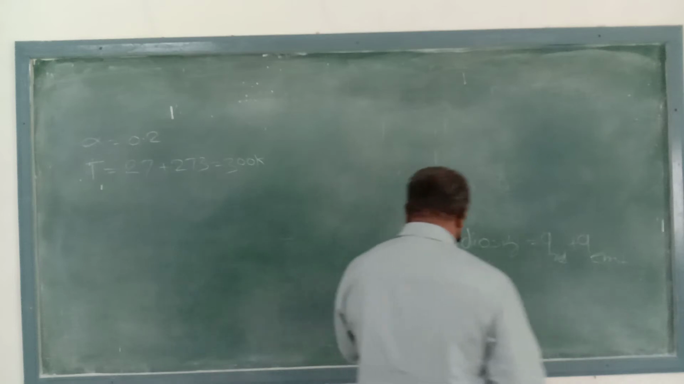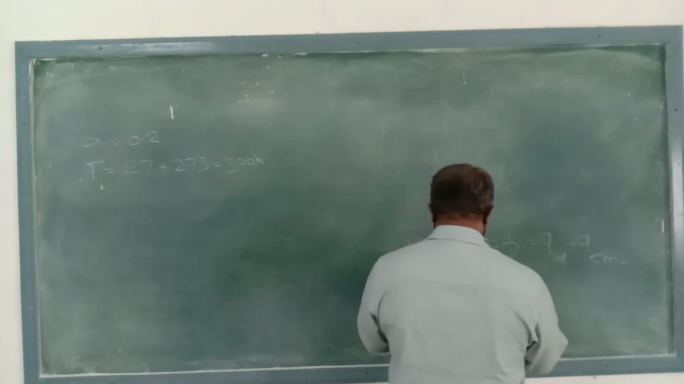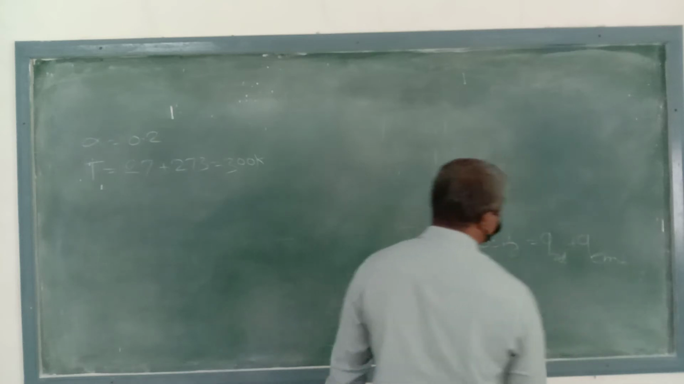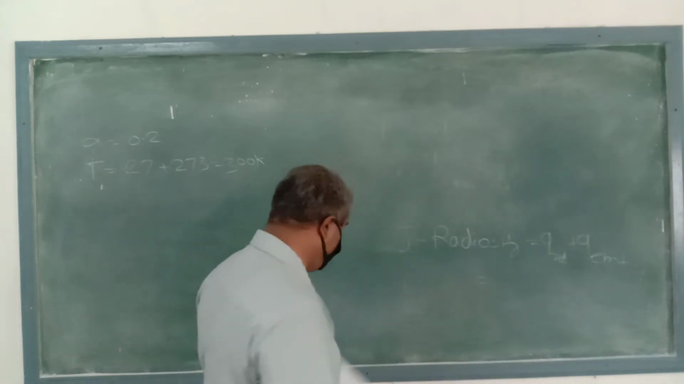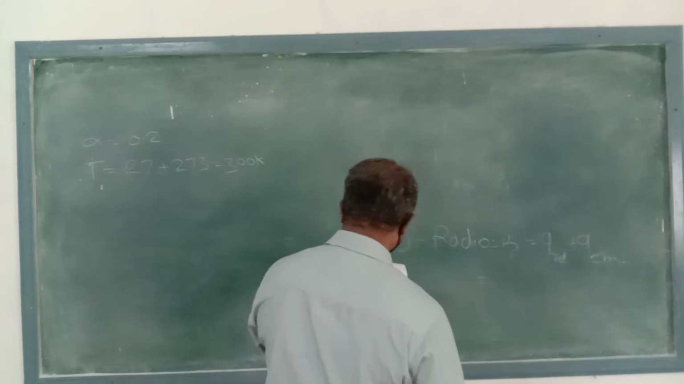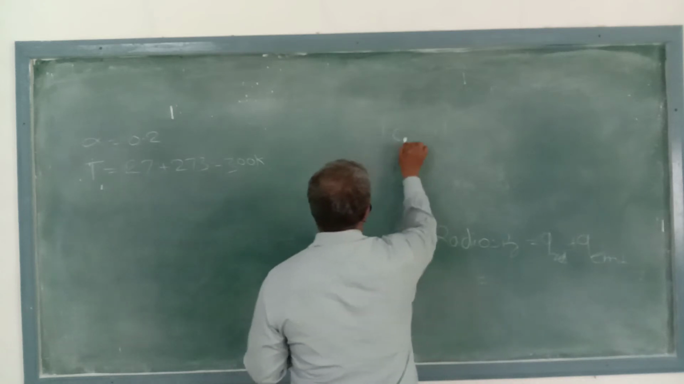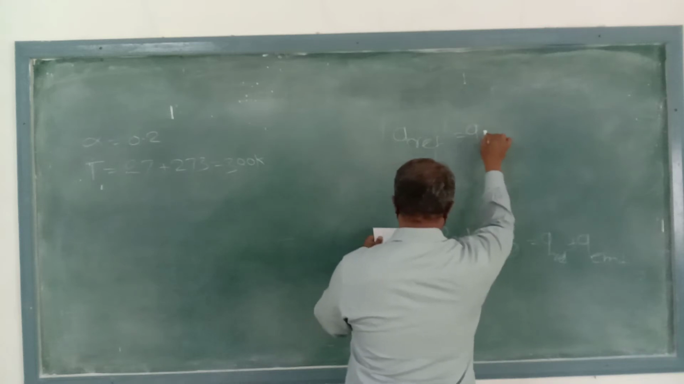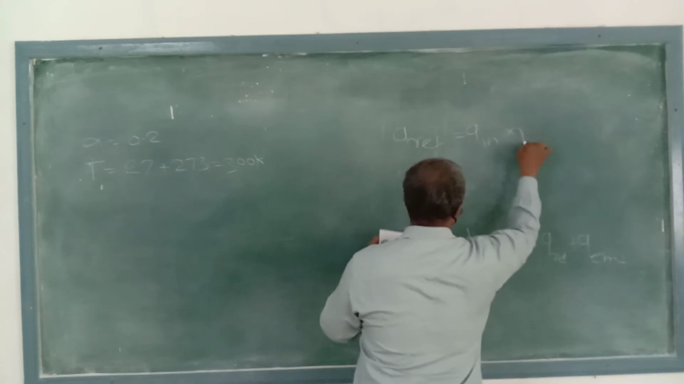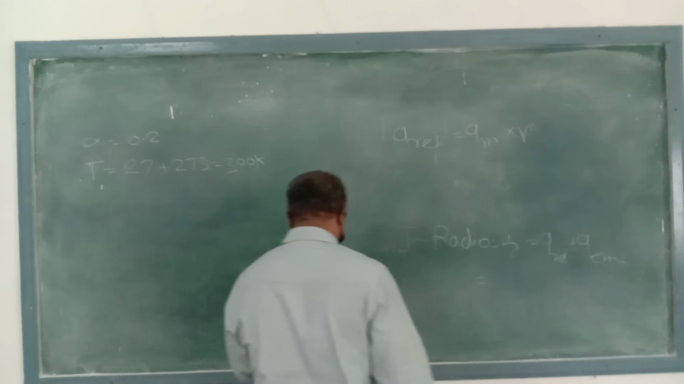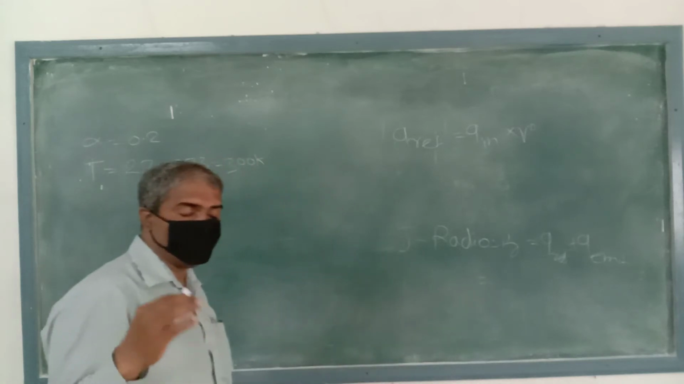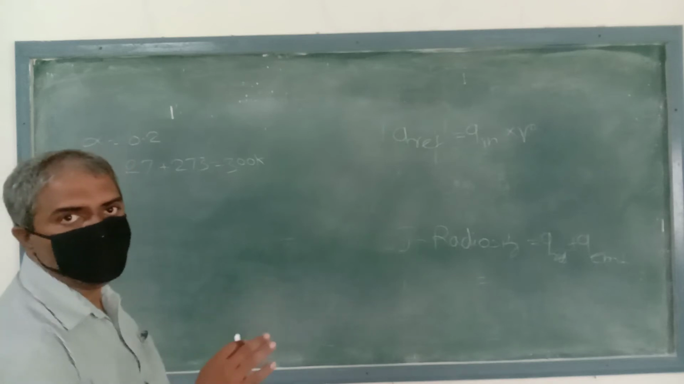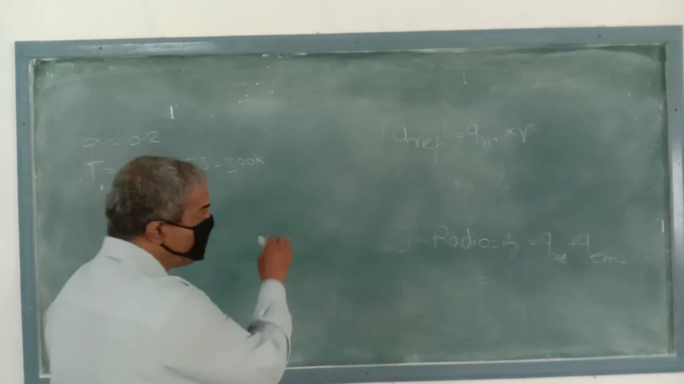Now while calculating this, first you have to calculate the reflected value, Q reflected. For calculating this Q reflected, we have the relation: Q reflected is equal to Qn into gamma. So I am just saying how to solve the problem in reverse.